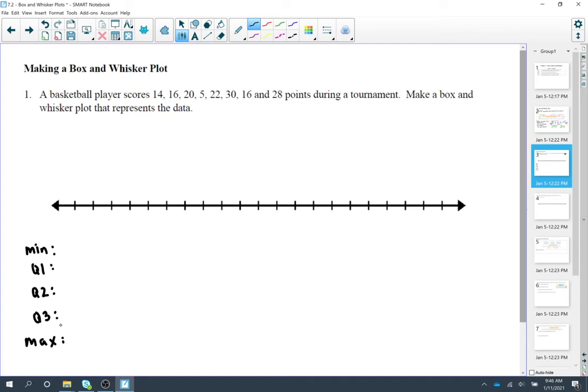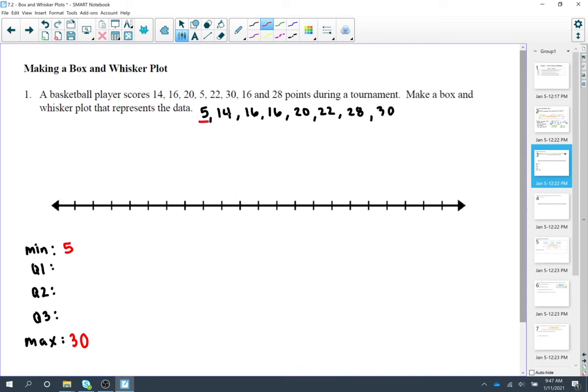Starting out, we're going to take the numbers, we're going to put them in order from least to greatest. So 5, 14, 16, 16, 20, 22, 28, and 30. And then it's always a good idea to count. So we had 1, 2, 3, 4, 5, 6, 7, 8 numbers. Easiest ones to find are your min and your max. Your minimum is right here. That is your 5. Your maximum is up here. That's your 30.